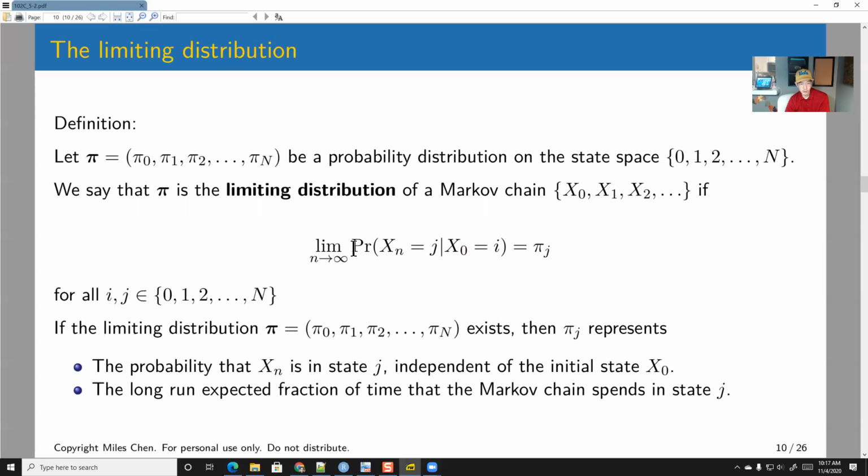All right, and this limiting distribution doesn't always exist, but if it does exist, then this pi sub j represents the probability that x at time n is in state j, independent of the initial state x0. It's also going to be the long run expected fraction of the time that the Markov chain spends in state j.